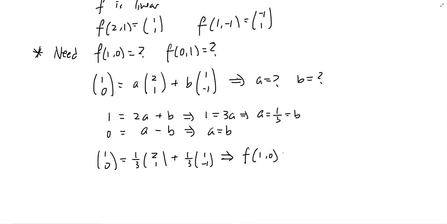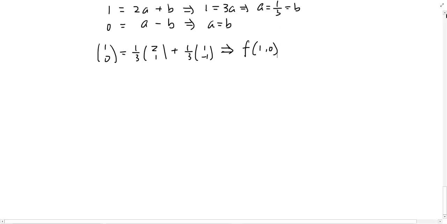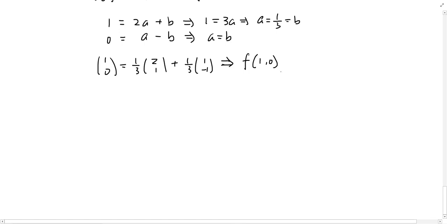Okay? Because function f is linear, that tells me that f of (1, 0) is technically the same as f of 1/3 times (2, 1) plus 1/3 times (1, -1), because I know (1, 0) is a linear combination of (2, 1) and (1, -1). And because the function f is linear, I can either combine this together into (1, 0) and then plug in the function f. Unfortunately, we cannot do that because we don't know what function f is.